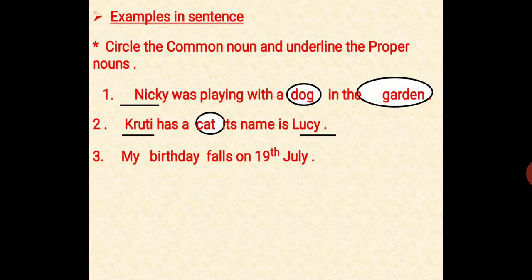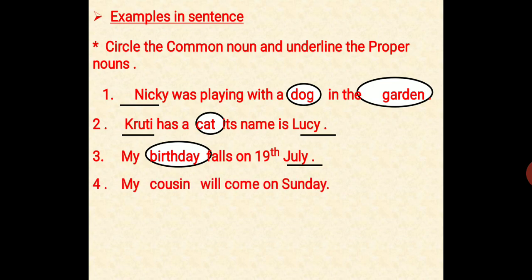So what will we do with the birthday? Circle or underline? Yes, circle, because it is a common noun. And what will we do with July? Underline or circle? Yes, underline, because it is a proper noun.